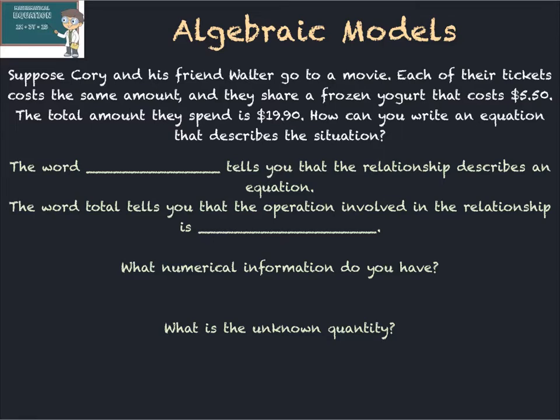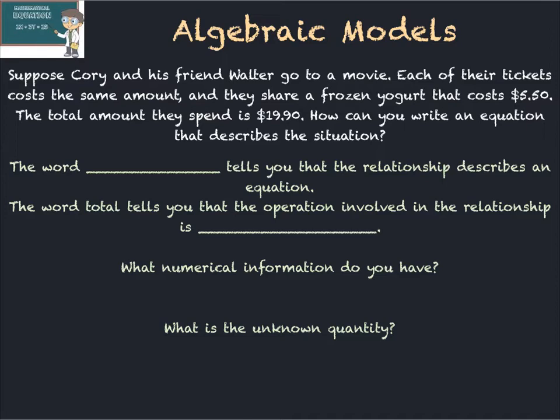Okay, so here we have our problem. It says, suppose Corey and his friend Walter go to a movie. Each of their tickets cost the same amount, and they share a frozen yogurt that costs $5.50. The total they spent is $19.90. How can you write an equation that describes this situation?